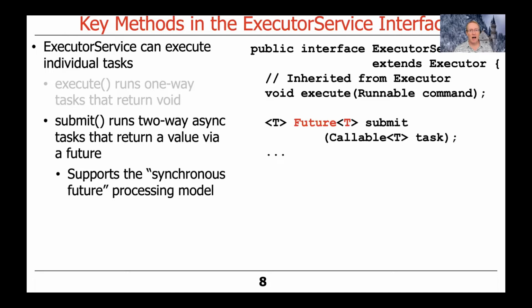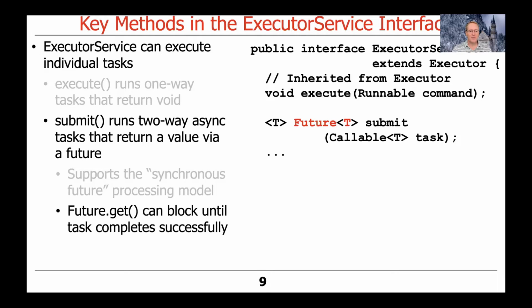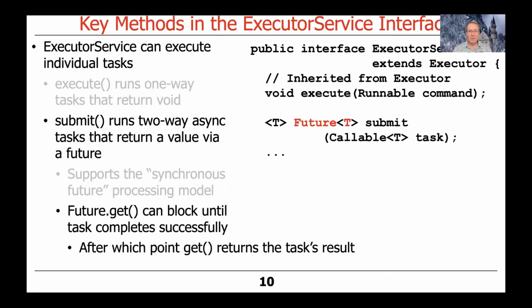Now, this particular model, the submit method we see here, supports something called the synchronous future processing model. And you'll see why we call it that shortly. And you'll also see that there's another model that we'll talk about, which is the asynchronous future processing model. And that will be something we'll discuss in more detail in a later set of lessons. The get method defined on future can block, if you call it in the form that takes no parameters, until the task completes successfully. At that point, get will return the results of the task, which could be the result, that's the value if it succeeded, or it could be an exception if the computation failed.